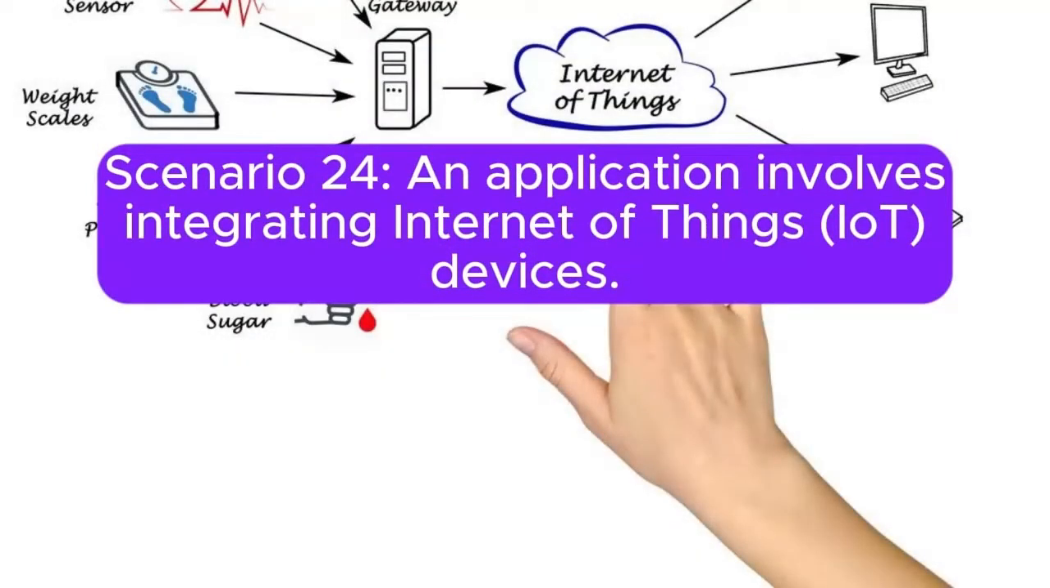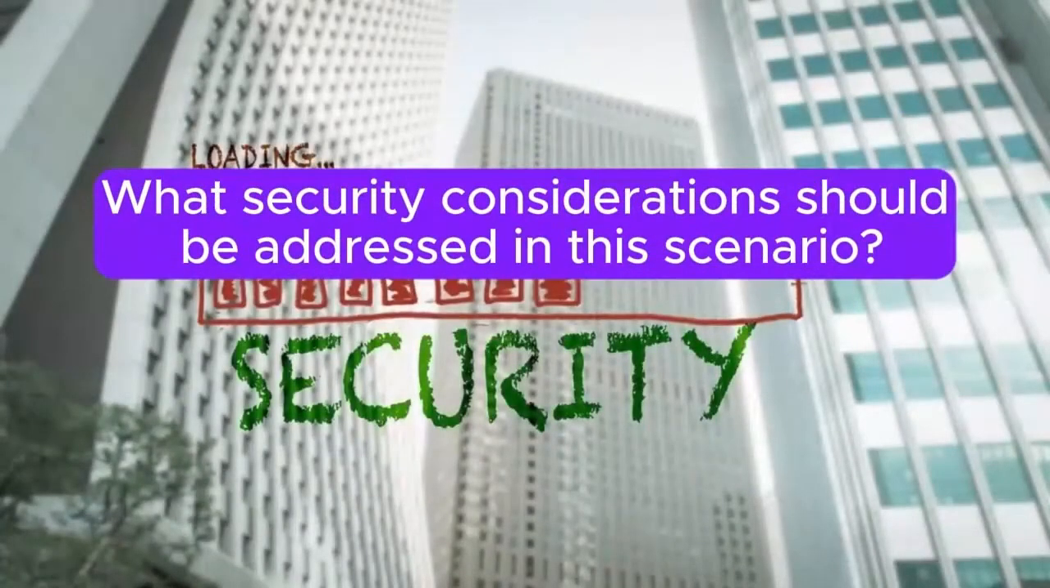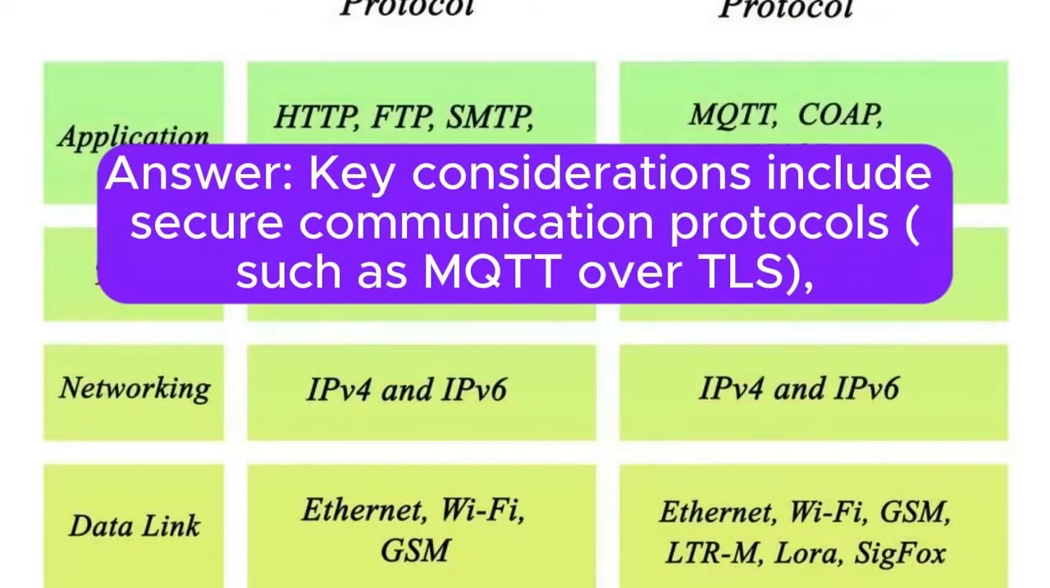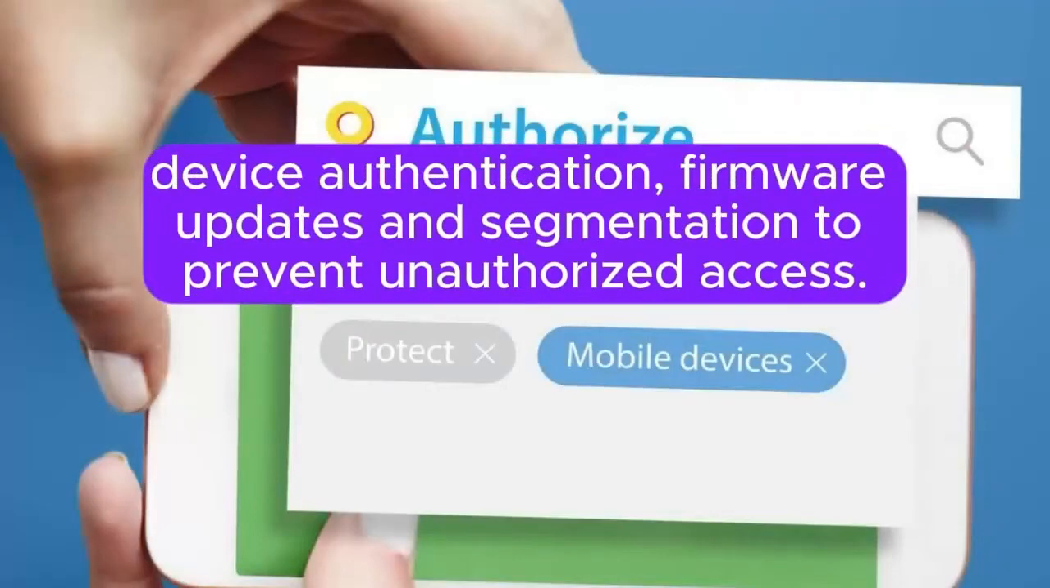Scenario 24. An application involves integrating Internet of Things (IoT) devices. What security considerations should be addressed in this scenario? Answer: Key considerations include secure communication protocols such as MQTT over TLS, device authentication, firmware updates, and segmentation to prevent unauthorized access.